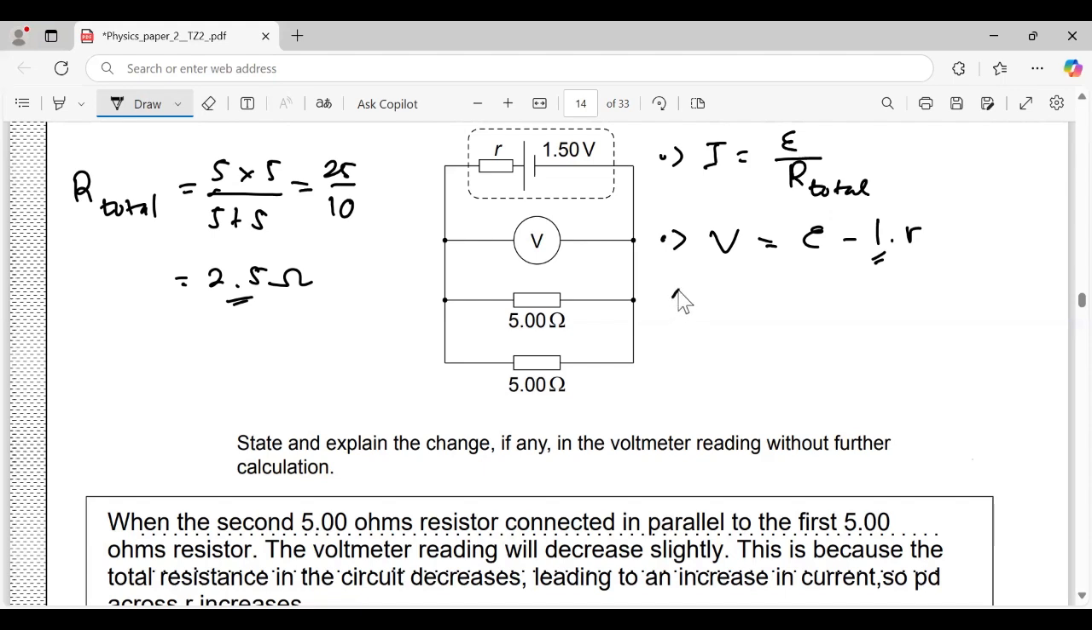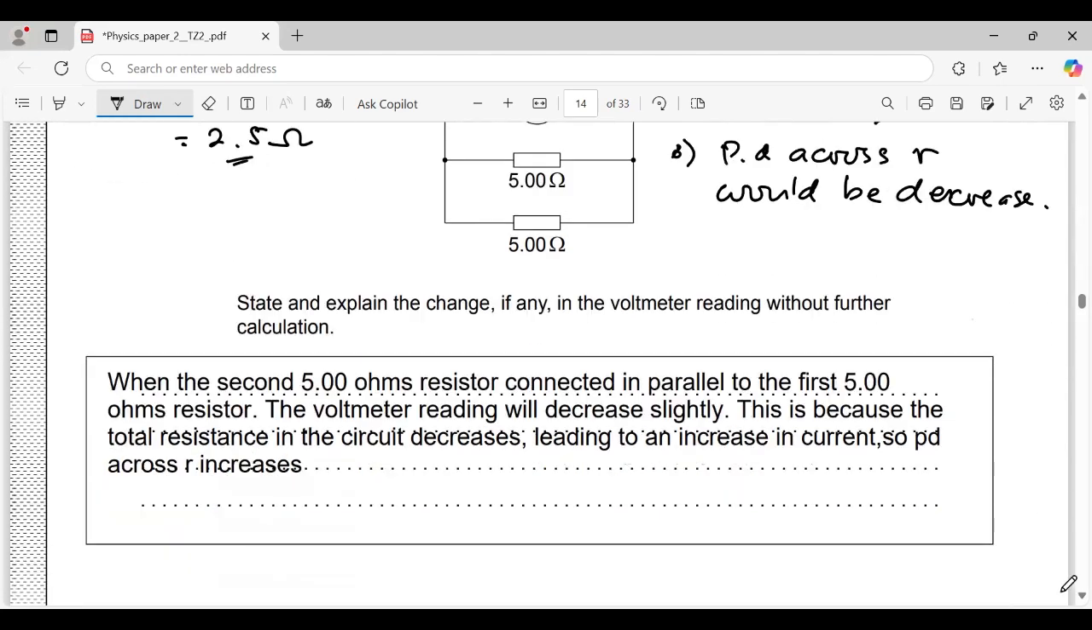And the implication for the potential difference across R, the 5 ohms resistor: the potential difference across R would be decreased. I think this is clear.